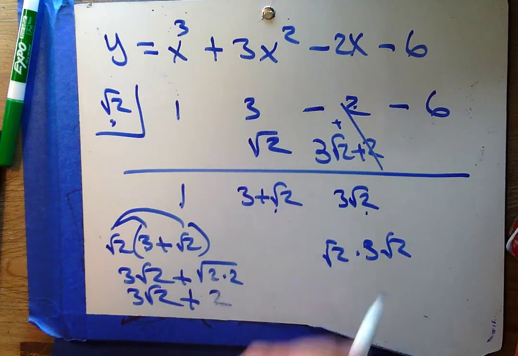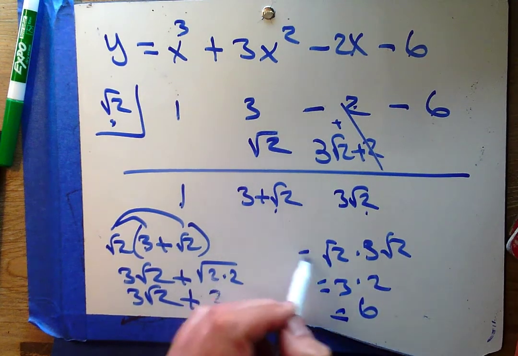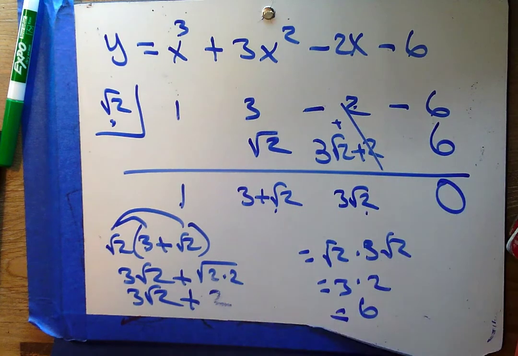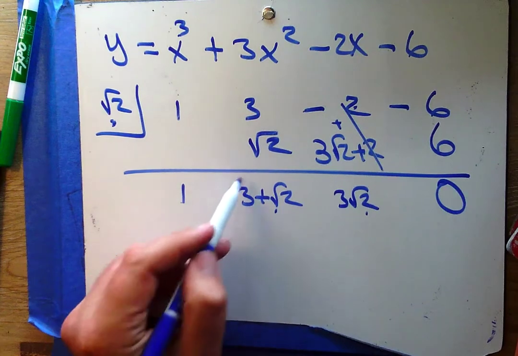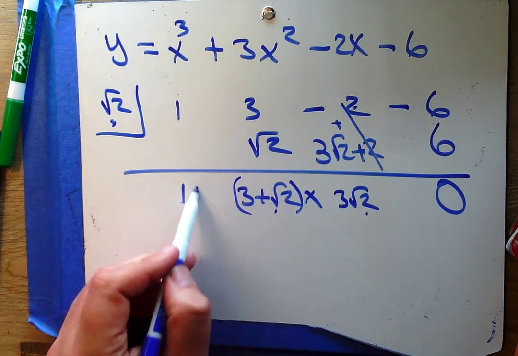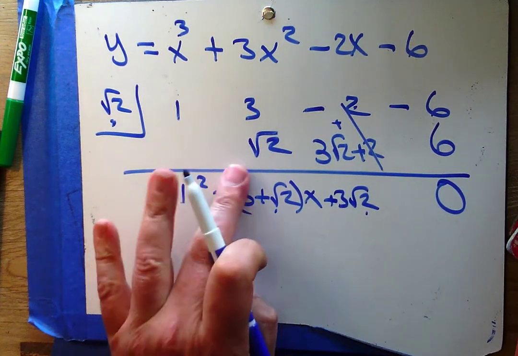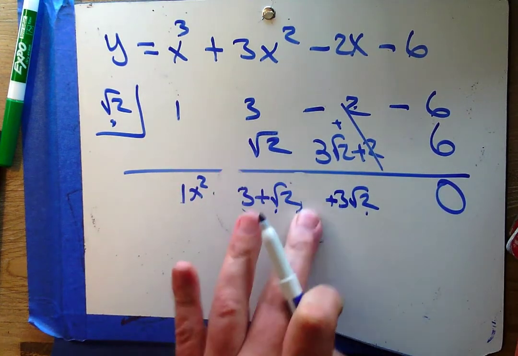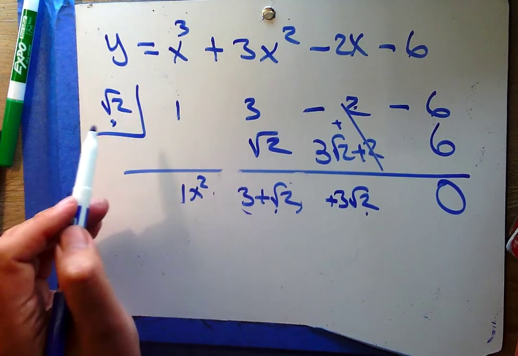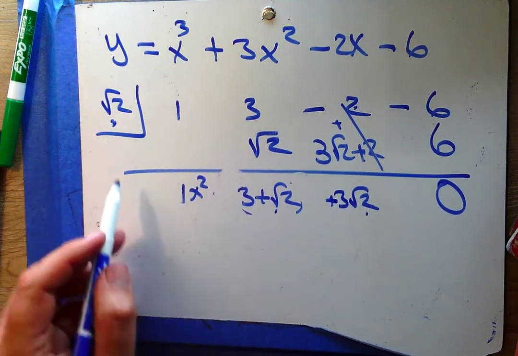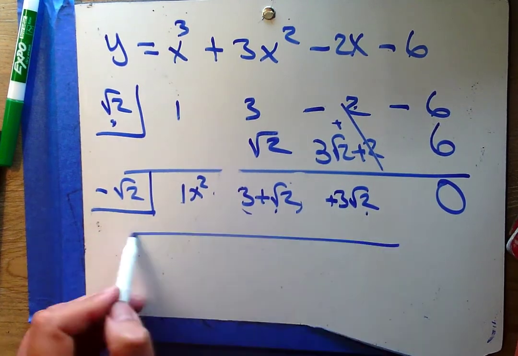Root 2 times root 2 is 2, times that 3, I get 6. And so that, and now that. Well, that's great. But look, this is x squared plus all this stuff x plus that. I don't want to try and factor that, which is why it's really important for us to remember that irrational roots always travel in conjugate pairs. So if root 2 works, then negative root 2 works.